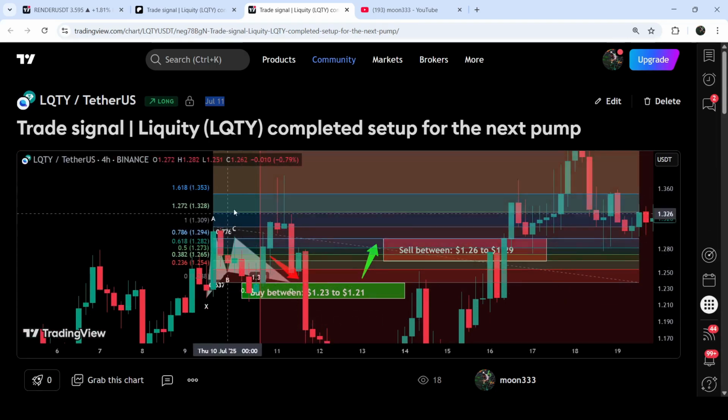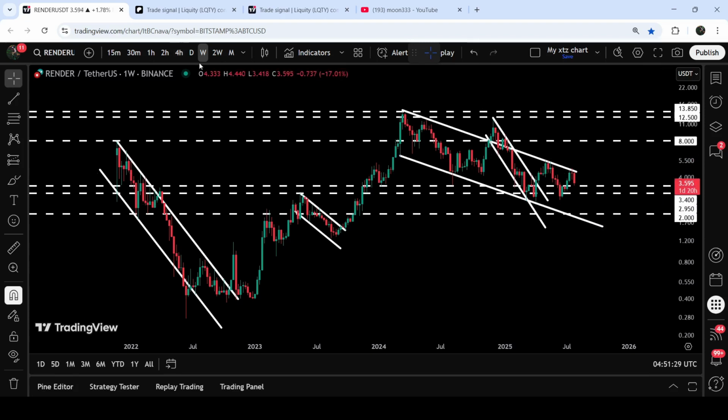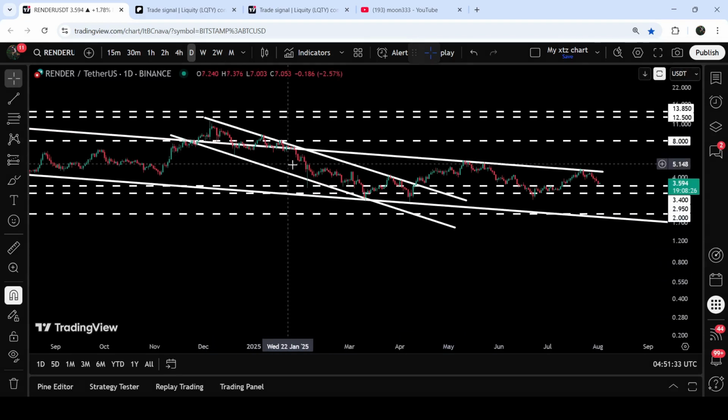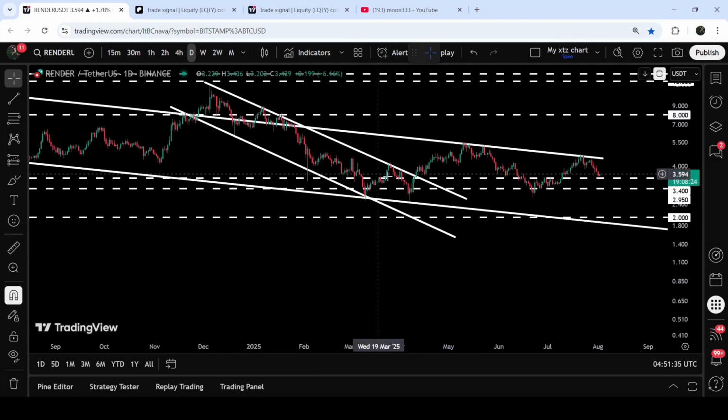Now let's move to the live chart of Render. And first of all, let me show you the daily time frame. And here you can see that for the past several weeks, it has been moving inside this channel. And after the breakout, we had a short pump, but the price could not break out of the resistance of the bigger and longer down channel. And we got rejection here, rejection here, rejection here, and rejection here as well.